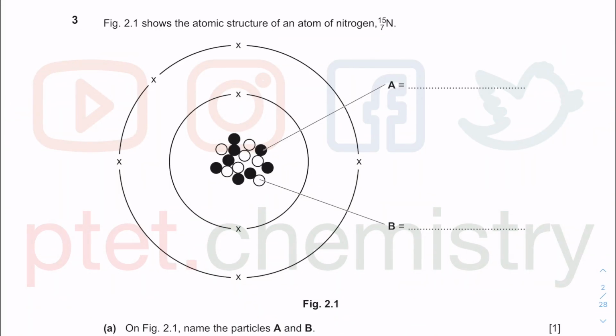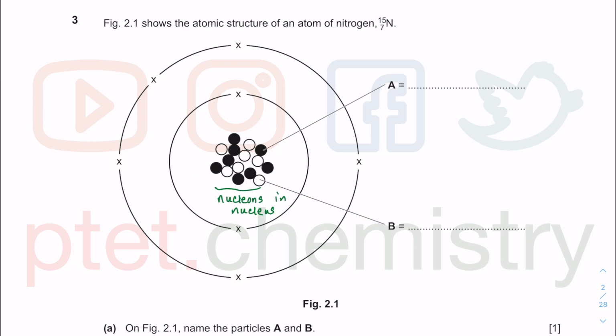Question 3 is a perfect example of what we had said earlier. So this is the nucleus of an atom in the center. The particles inside the nucleus are what you call nucleons. The whole place is called the nucleus, and the particles are called nucleons. Nucleons consist of protons and neutrons.